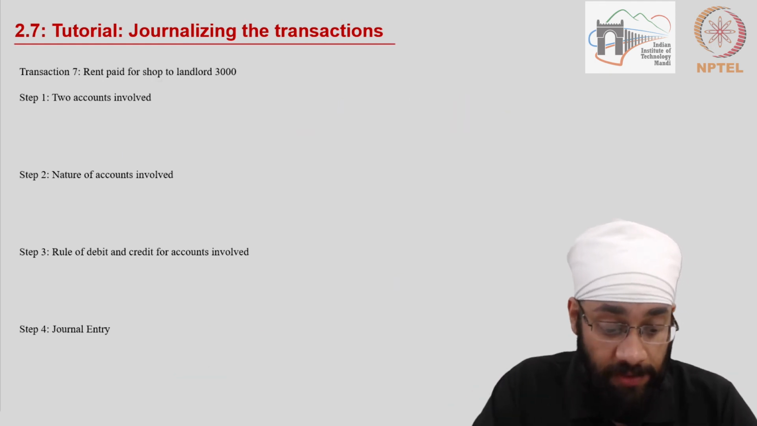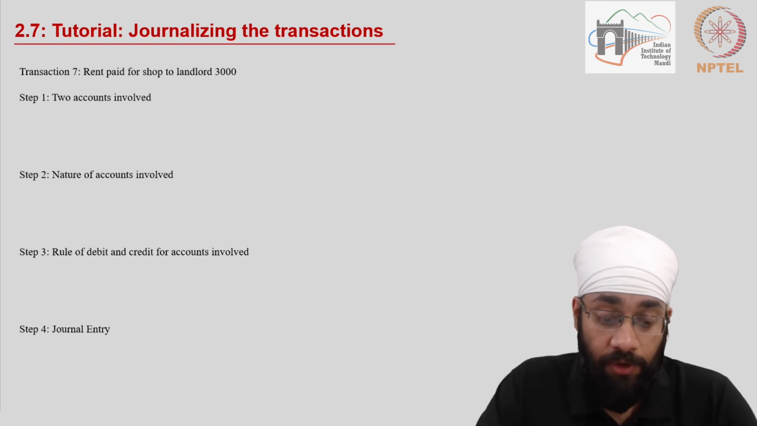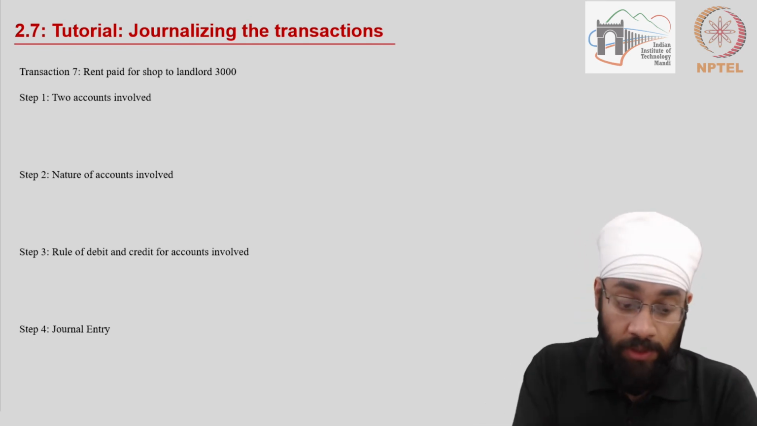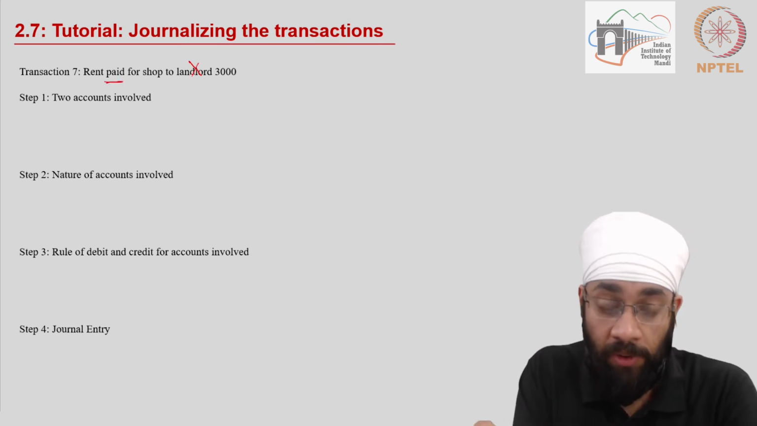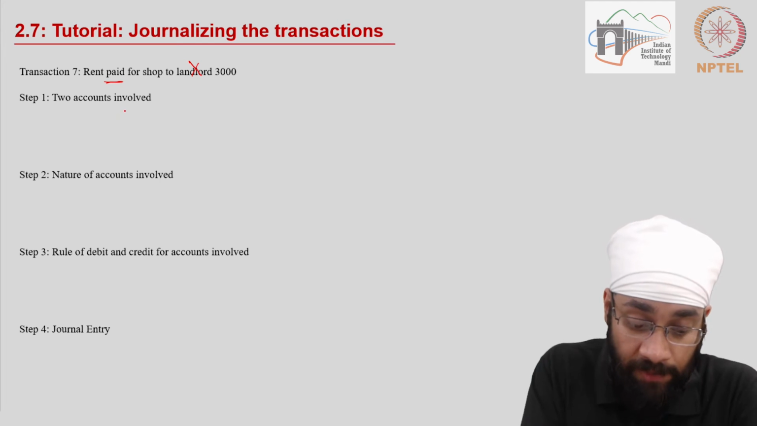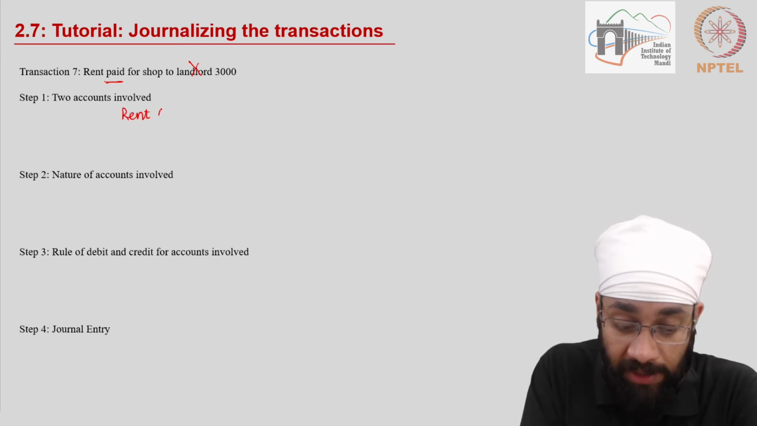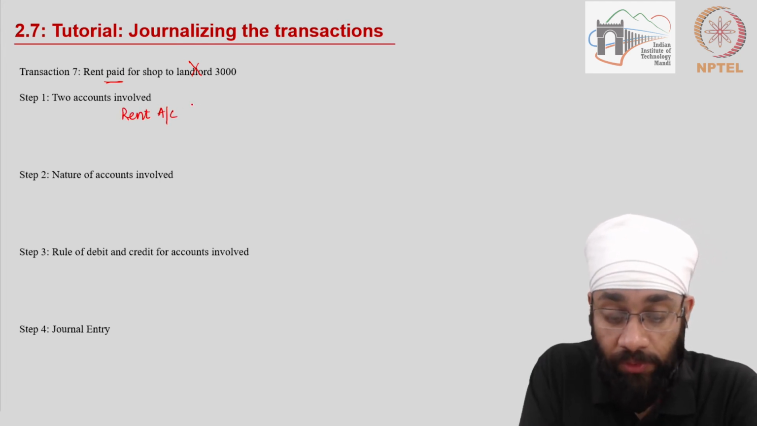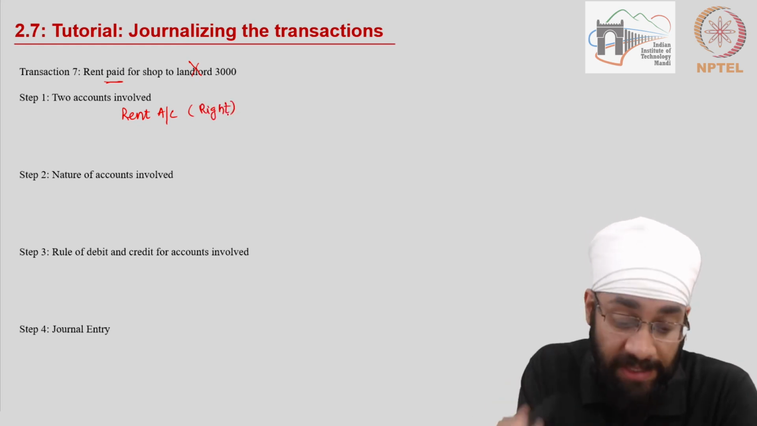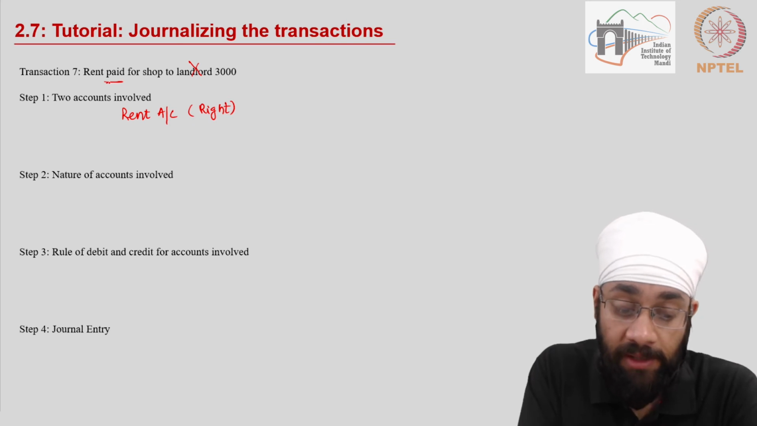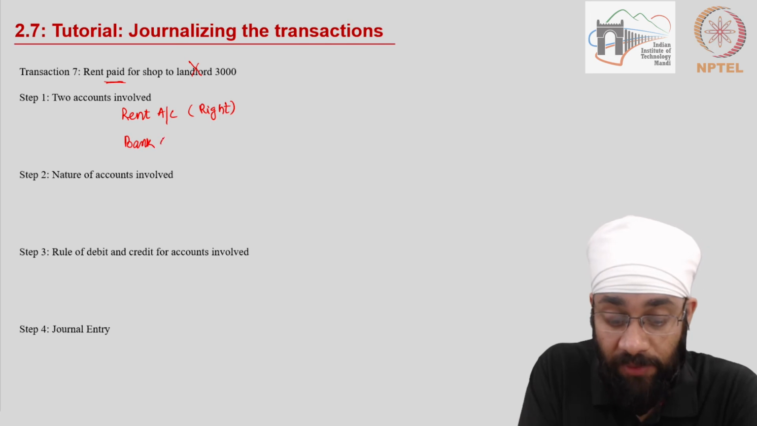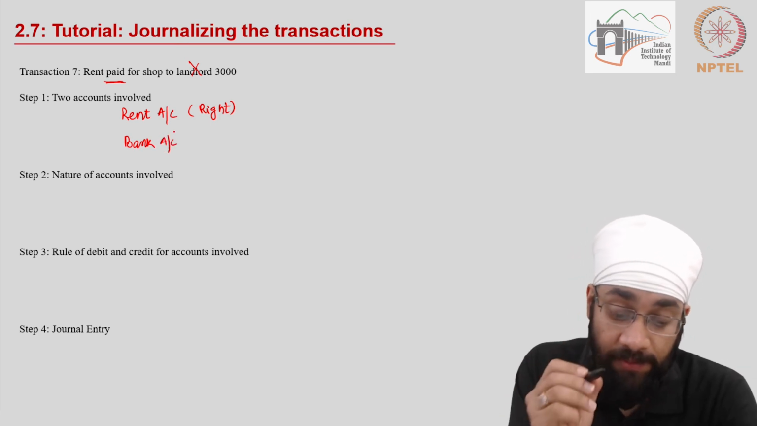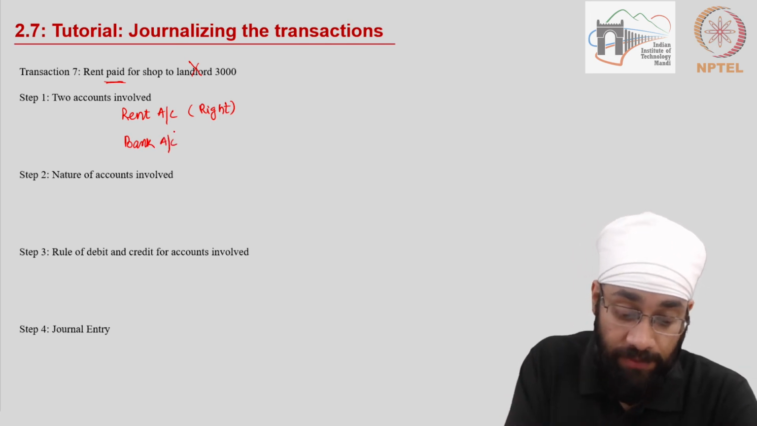Okay, let's look at another transaction. Rent paid for shop to the landlord. All right, it says paid already, so I am not worried about the landlord's account. I am worried about the rent account because this rent account represents my right to use the building. This represents my claim. On the other hand, rent has been paid, and it doesn't say cash, so I'm going to assume I paid it through bank. The business paid it through the bank account.